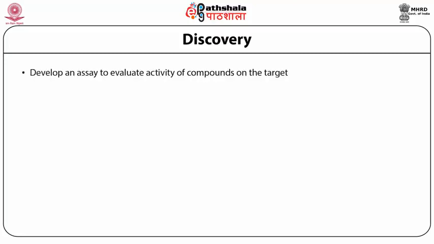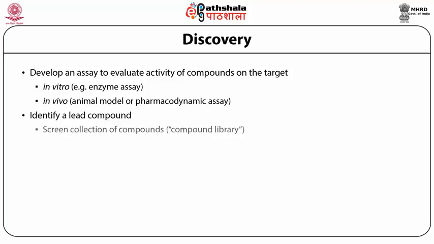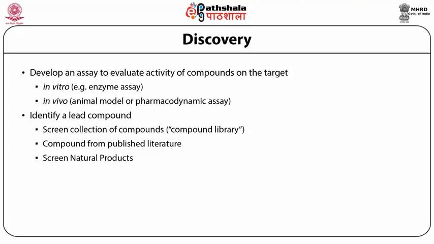With the discovery part, the drug which is supposed to be designed has two methods for developing the assay: one is in vitro and another is in vivo. In vitro can be all what we commonly have in our lab, that is enzyme assays and different chemical assays, while in vivo is where we use animal models or pharmacodynamic assays, which leads to the identification of the lead compound. This is done by screening a collection of compounds, which can be a combinatorial library generated in silico, or a synthesized chemical compound library from published literature, screening natural products, or, as I have discussed earlier, rational drug design, that is your structure-based drug design.